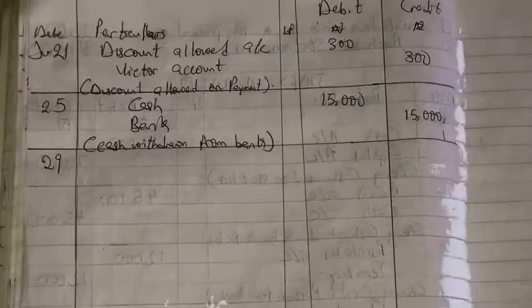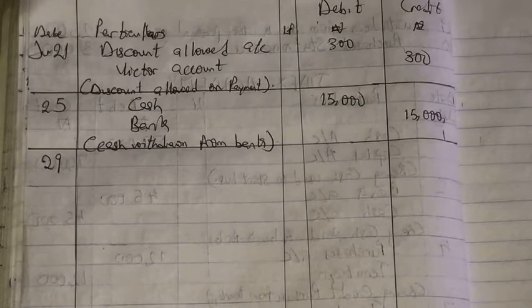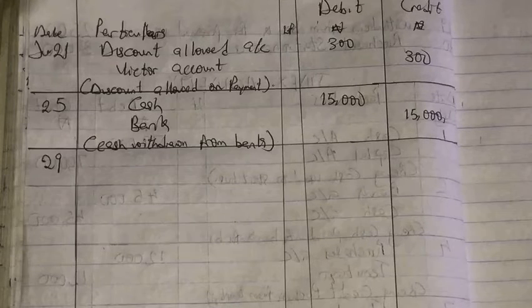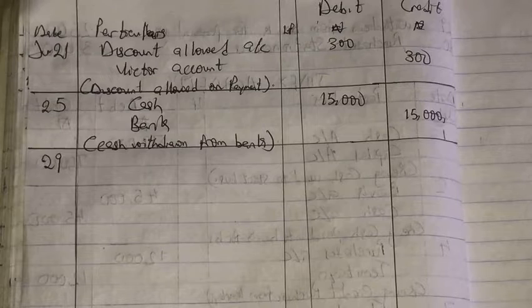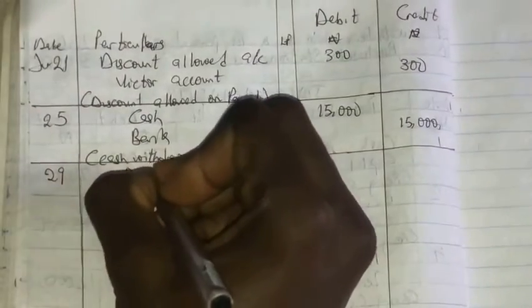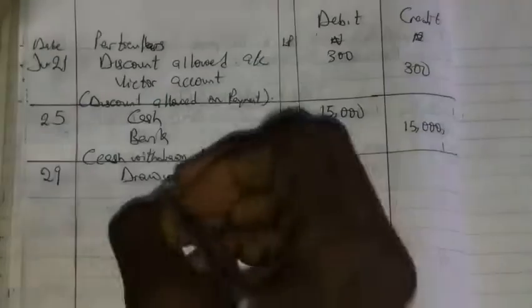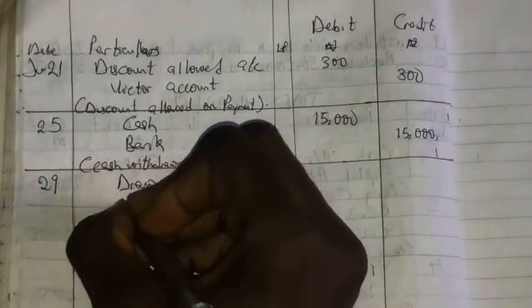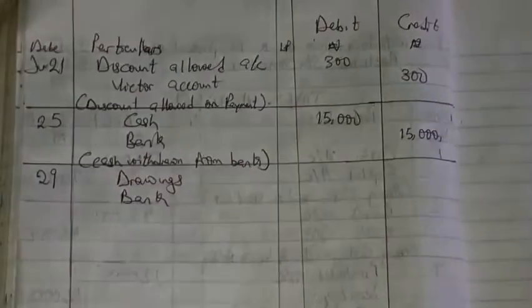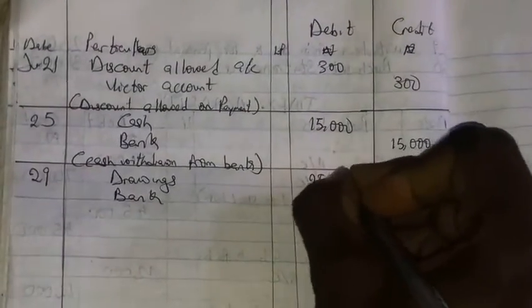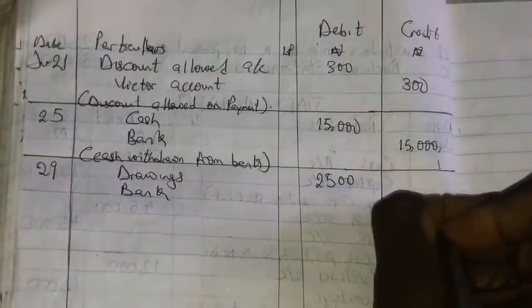July 29, withdrew cash from bank for personal use. So here is the difference between withdrew cash from bank for office or business use and withdrew cash from bank for personal use. For personal use, that means you are spending it, so you are taking the money out of the business. Therefore, it is drawings. You debit drawings, then credit bank, because it is from bank that you brought out the money. Therefore, by how much? 2,500. You credit your bank 2,500.